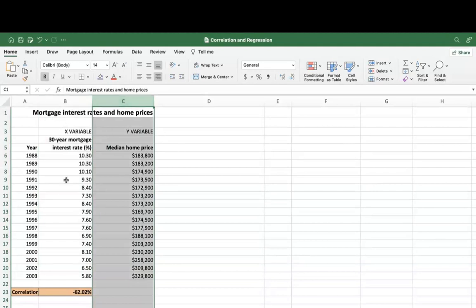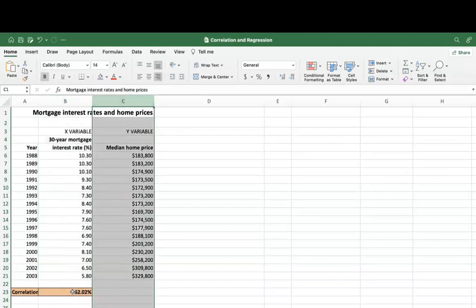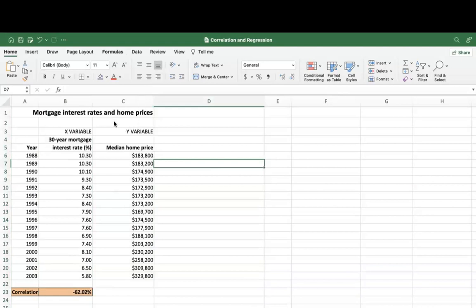So there is a negative correlation. One increases, other decreases. One decreases, other increases. And this is called correlation. Now, this is one way, and then there is another way, again, using the function data analysis.